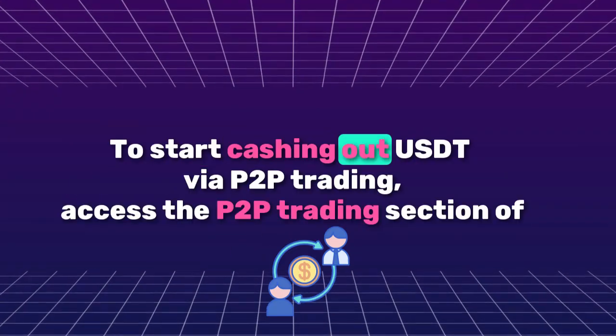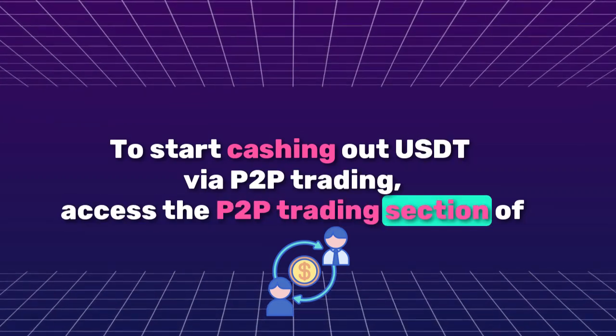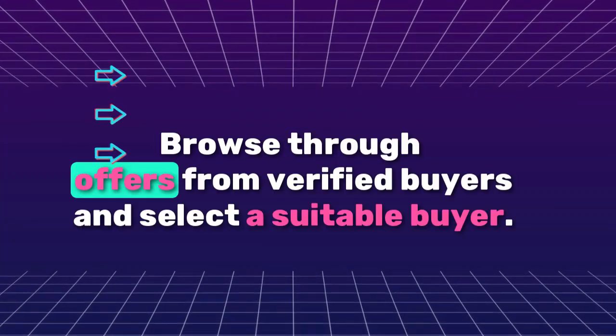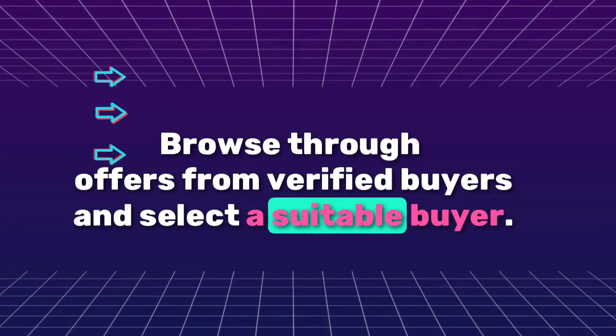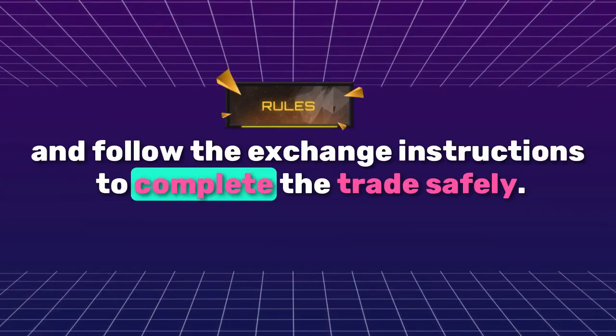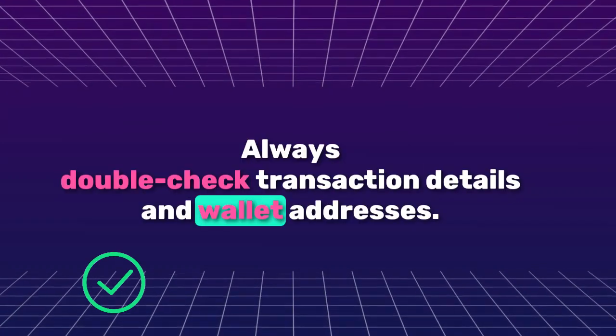To start cashing out USDT via P2P trading, access the P2P trading section of your exchange. Choose your desired fiat currency and payment method. Browse through offers from verified buyers and select a suitable buyer. Enter the amount of USDT you wish to sell and follow the exchange instructions to complete the trade safely. Always double-check transaction details and wallet addresses.